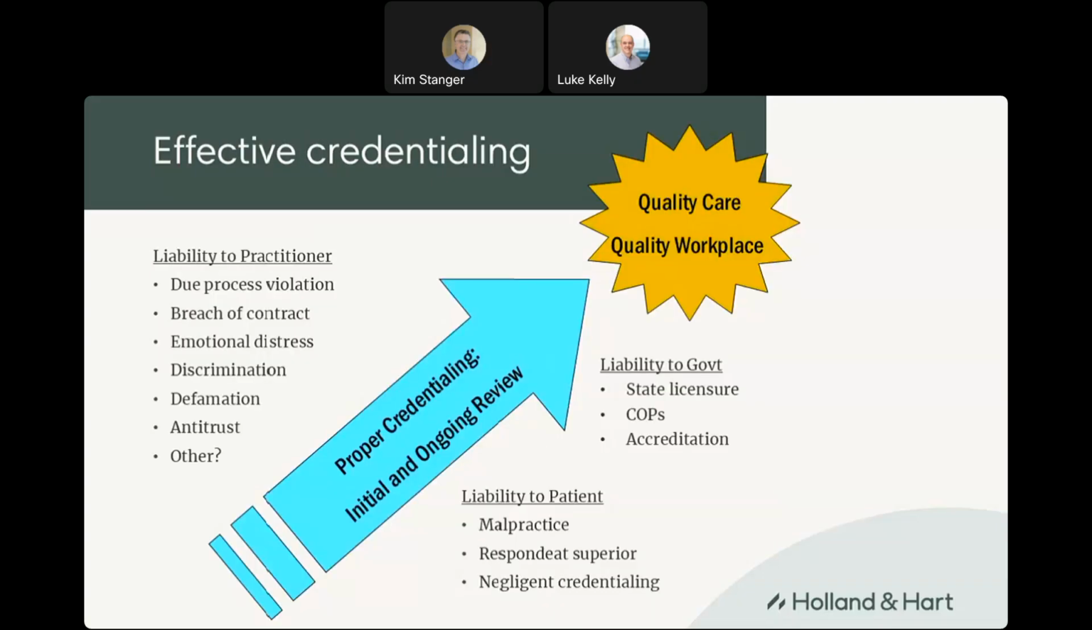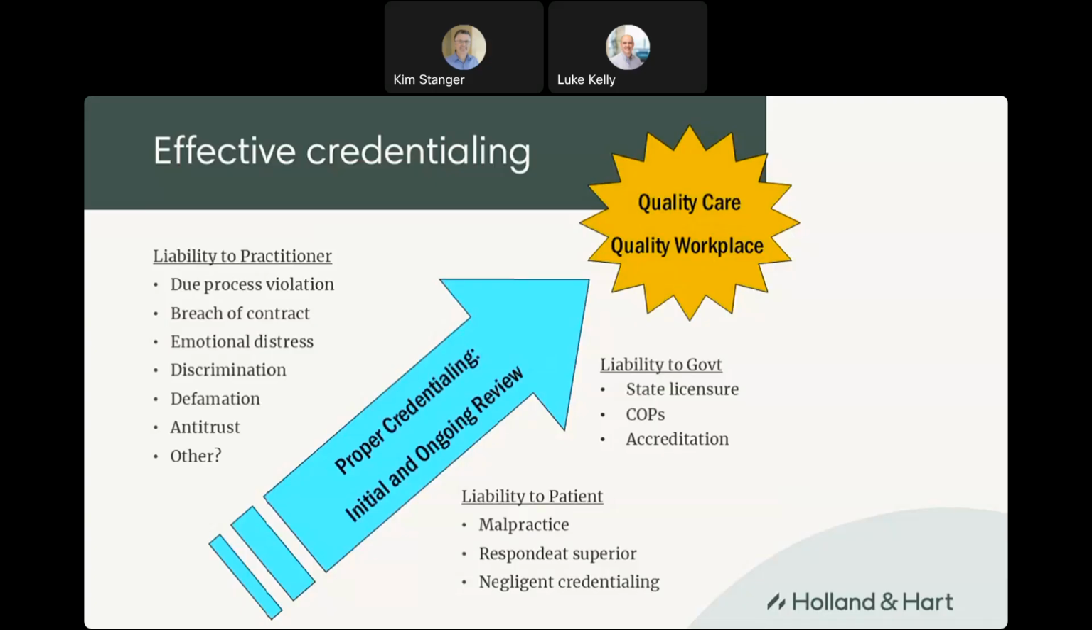But in order to avoid that liability, you need to make sure that your credentialing is taking place in an appropriate manner. And when I'm talking about credentialing, I'm really talking about not only the initial assessment of who's going to be allowed privileges at the facility, but also ongoing professional review, peer review, OPPE, FPPE, those things. The key here is you need to make sure that that's done in the right way. If it's done in the right way, then it leads to quality care and a quality workplace.